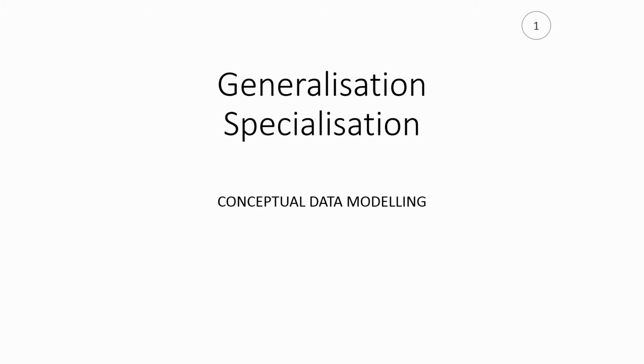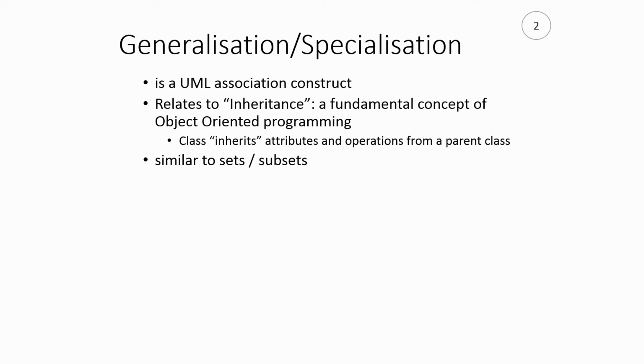In this presentation, we'll explain the concept of generalization and specialization. This concept is actually a UML association construct. It relates to inheritance, a fundamental concept of object-oriented programming. This concept states that a class can inherit attributes and operations from a parent class. The concept is also very similar to supersets and subsets.